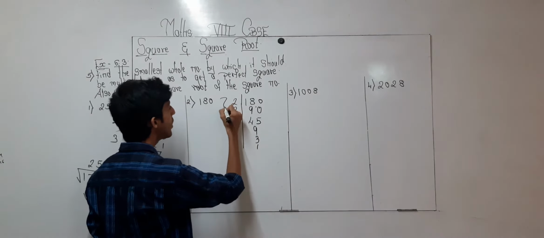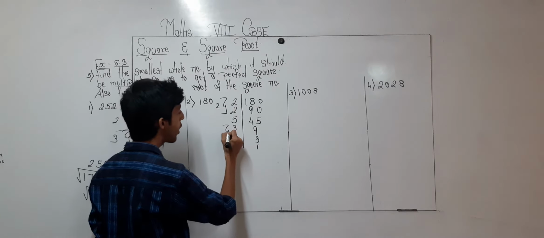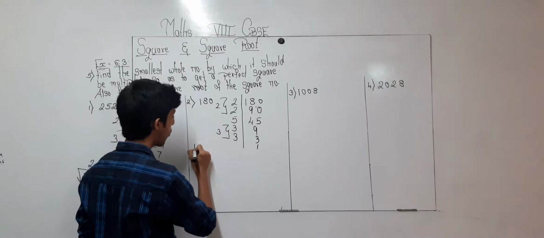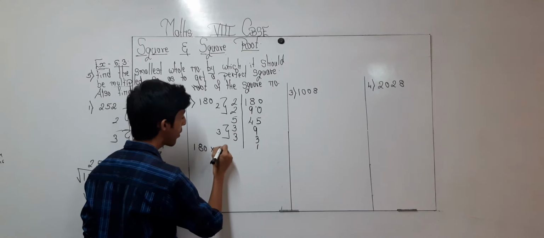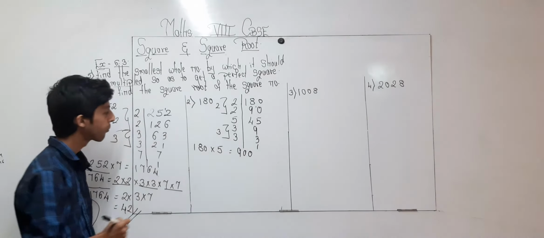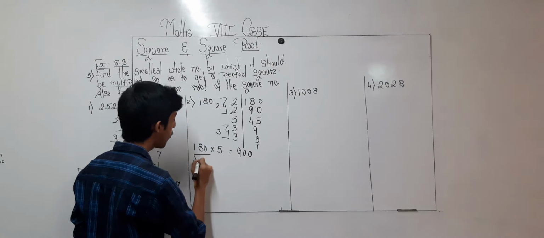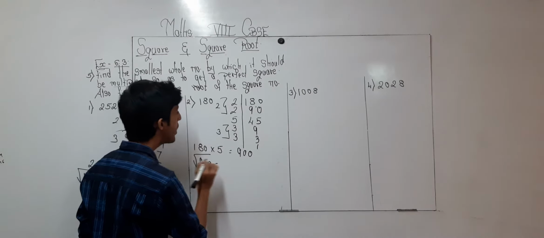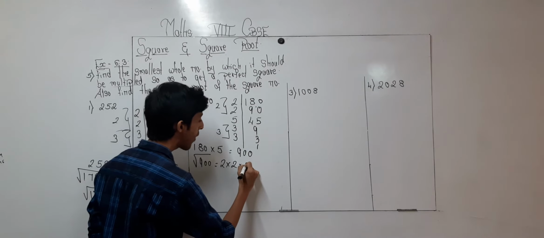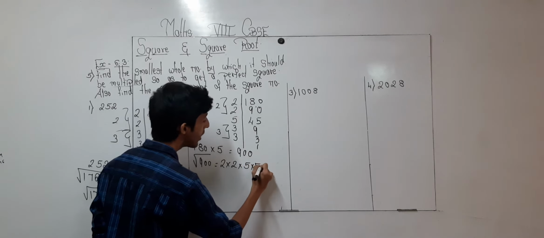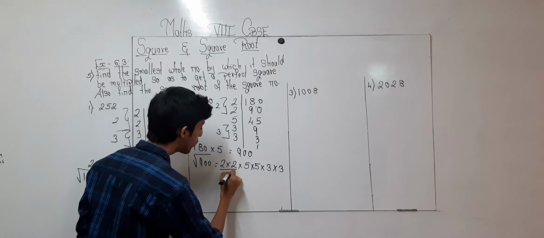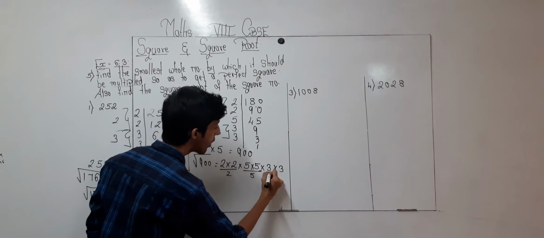Now over here you can see a pair of 2, a pair of 3, but you cannot see a pair of 5. So what I will do? 180 multiplied by 5, which will be giving me 900. Now root of 900 will be equal to 2 multiplied by 2 multiplied by 5 multiplied by 5 into 3 into 3. Okay, so you can see 2's over here, 5 and over here 3.